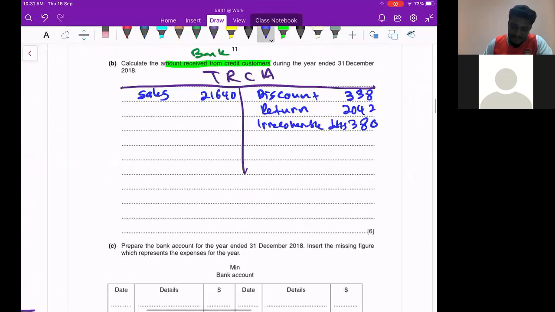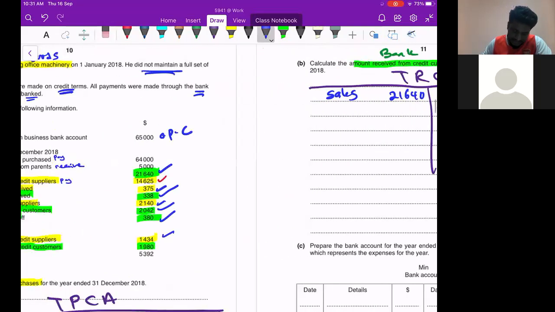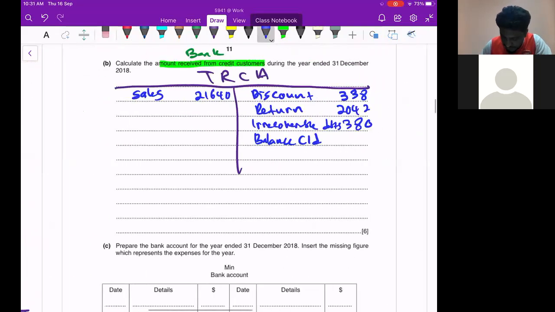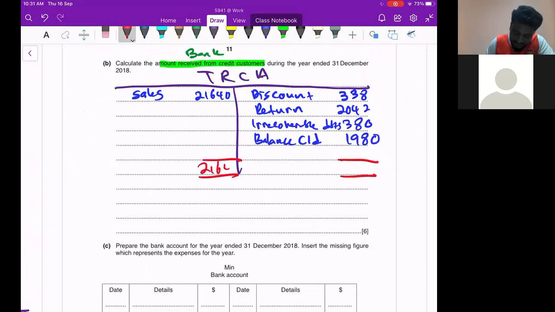For trade receivable, your balance BD will always be on the debit side because an asset balance BD will be on the debit side. Your balance CD will be on the credit side. How much is the balance CD? 1980. Just now I forgot this. So now you balance up. 21640 minus 338 minus 2042 minus 380 minus 1980. I get 1916900. That's my bank. The amount that we received from the credit customer. Any question so far?